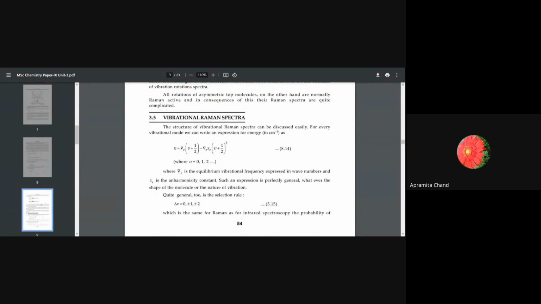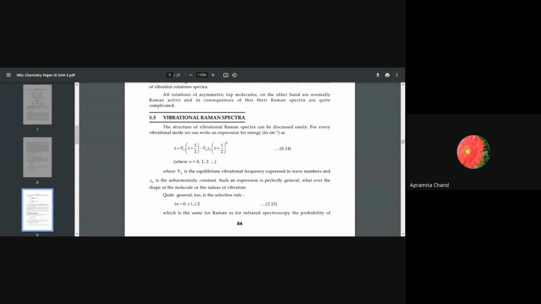Now, this was about rotational Raman spectra. We also have a vibrational Raman spectra, where for the vibration mode we usually write this kind of equation: nu E is equal to n plus half, written as V here but I'm taking n plus half to prevent confusion, minus nu e xe into n plus half whole square. The nu e bar is for the wave number, nothing else, and xe is the anharmonicity constant.